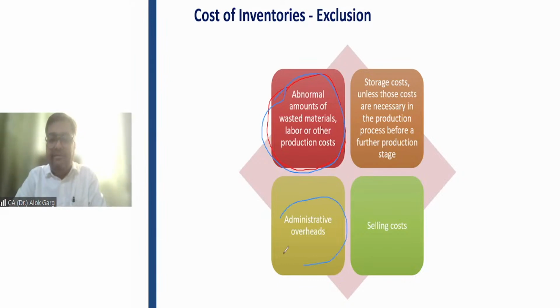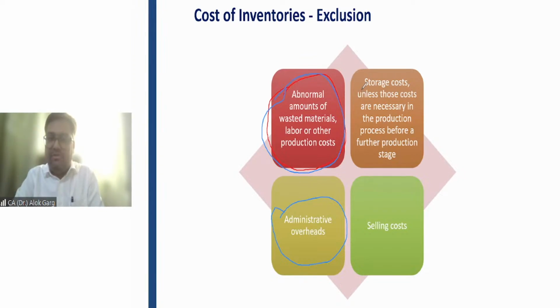Administrative overhead. For example, the finance department salaries, audit fee, will not be allocated to the cost of inventory. This is an administrative overhead and it has to go directly to the P&L, right? Your advertisement cost, your audit fee, your finance department salary, your corporate office expenses, will not be allocated to your cost of inventory. This is an administrative overhead and has to be taken to the P&L directly.